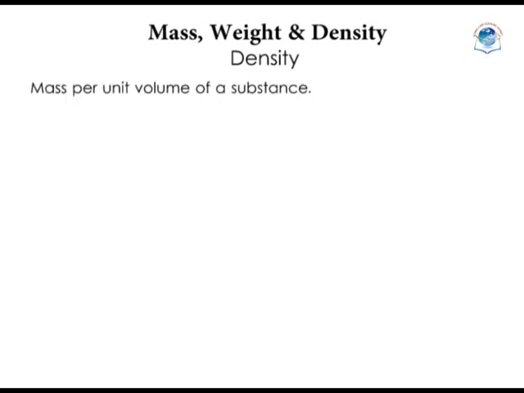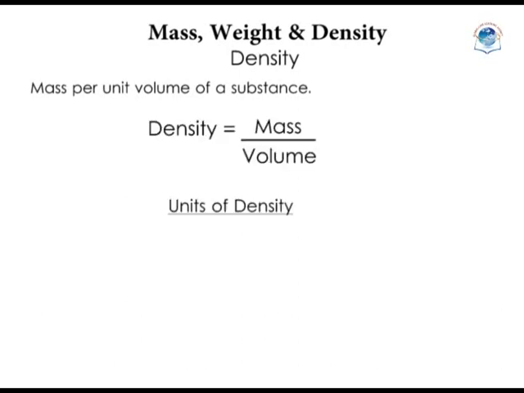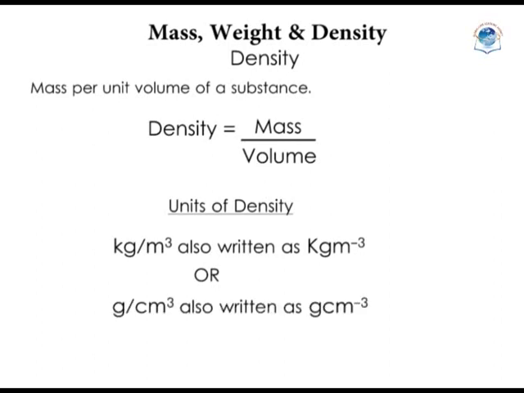Density is mass per unit volume of a substance. Mathematically, density is equal to mass over volume. Given the units of mass as kilograms and volume as cubic meters, the units of density are kilograms per cubic meter. If you use grams and cubic centimeters, then density is given by grams per cubic centimeter. 1 gram per cubic centimeter is equal to 1,000 kilograms per cubic meter.